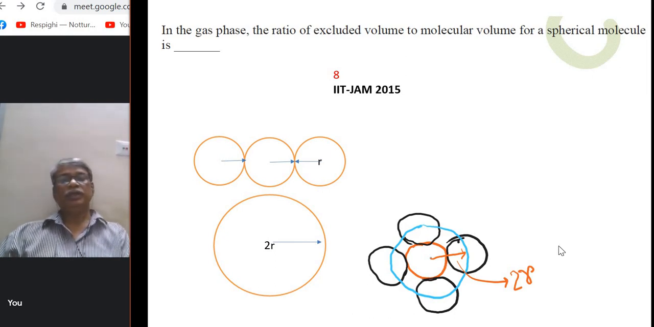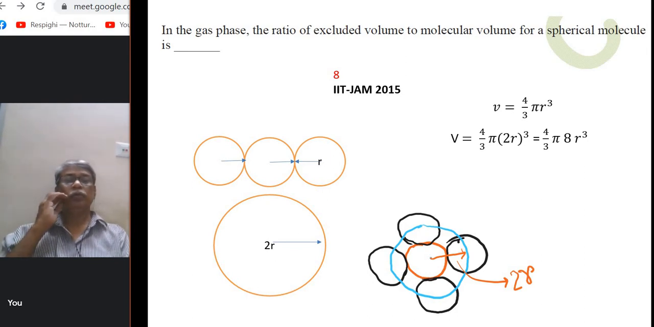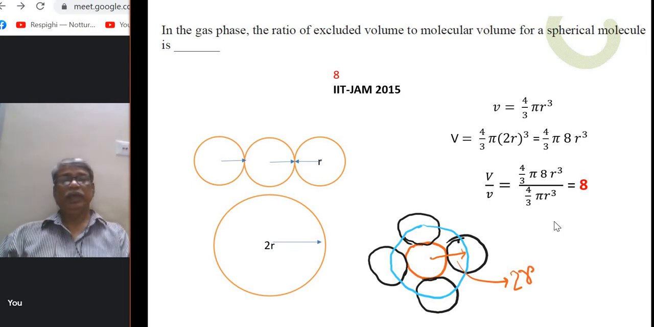So let small v be the volume of the molecule itself, 4/3 πr³, and capital V is the volume of that excluded volume sphere. So 4/3 π(2r)³, and that means 4/3 π 8r³. So if you take the ratio, you will get simply 8. So the answer is 8.